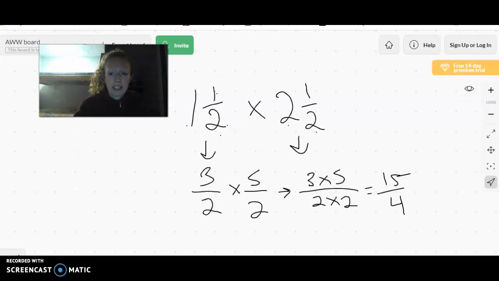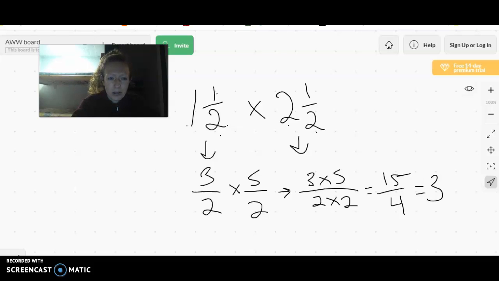So to do that, I need to think of how many times 4 goes into 15. And this time let's try to do it mentally. So I know that 4 times 1 is 4, and 4 times 2 is 8, and 4 times 3 is 12, and 4 times 4 is 16, so I know I can't do 16 because it's over 15. The closest I can get is 12. And 4 times what was 12? 3. So that's my whole number.